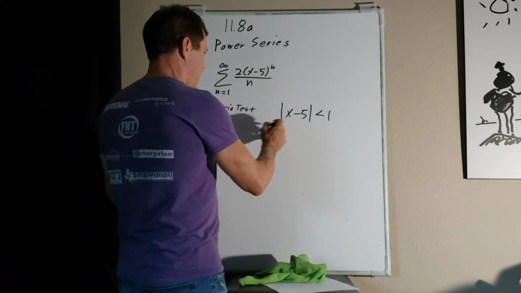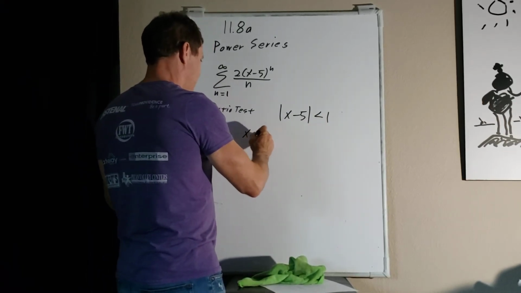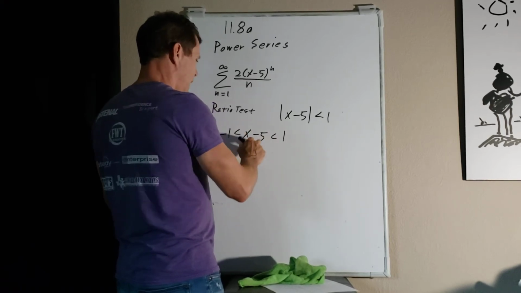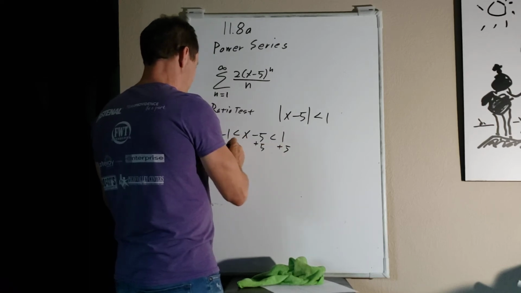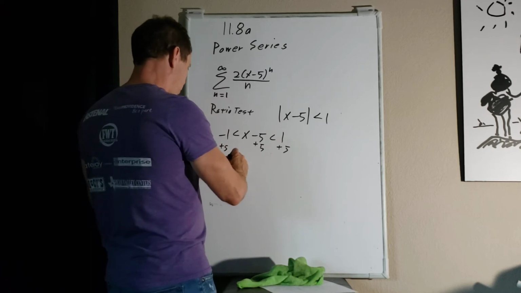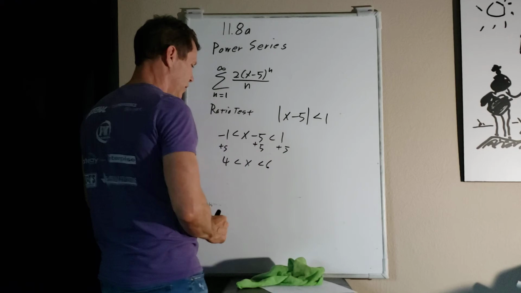Well, that means that x minus 5 is in between the 1. So I've got x minus 5 is less than 1 and bigger than negative 1. I've got to add a 5 all the way across. Since I'm adding, I don't have to worry about the inequalities. So that's going to be 4 less than x, which is less than 6.